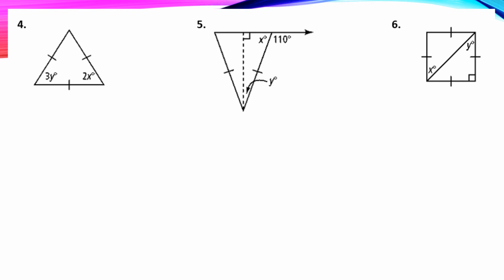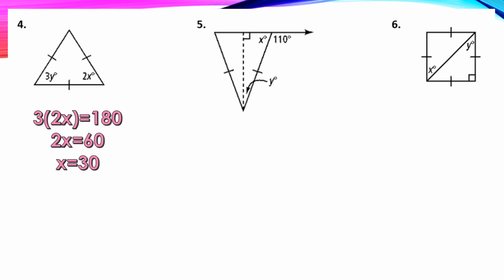So for number 4, again, this is an equilateral triangle, so we're going to set it up the same way that we did number 3. So I did my x's first, and I know that if all of these angles are exactly the same, I could substitute in 2x for every single angle in this triangle. And when I do that, I got x equals 30.